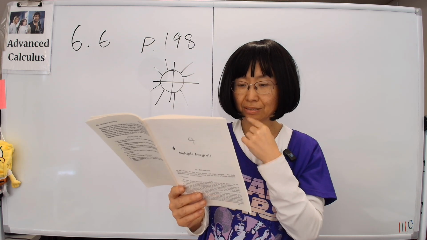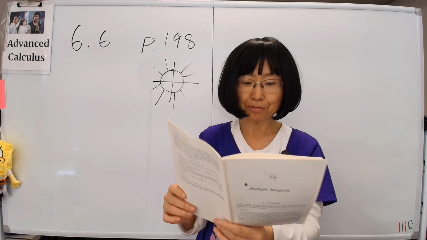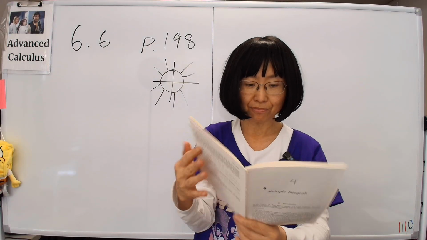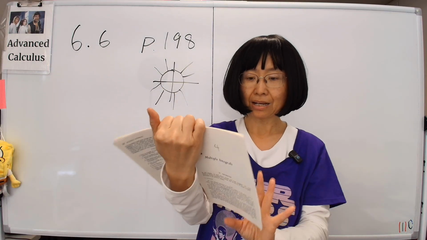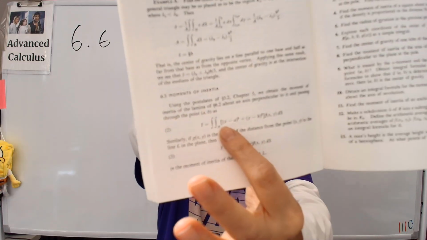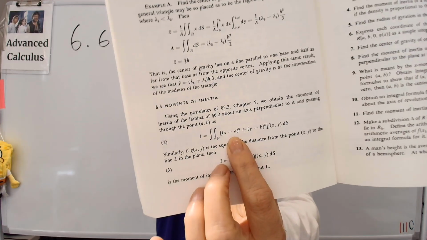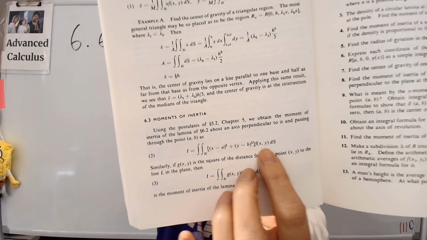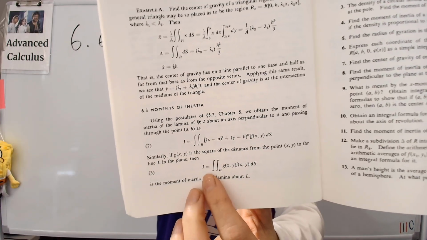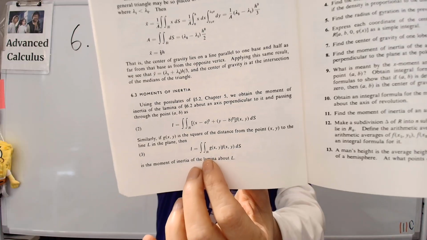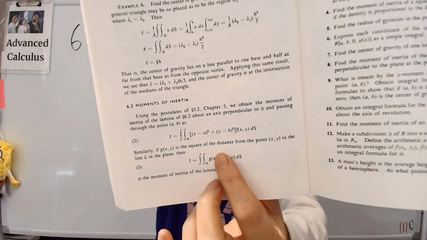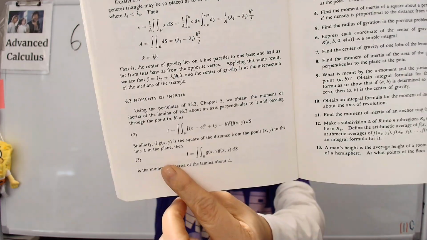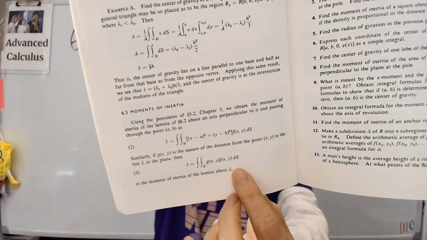The moment of inertia is the same idea. Moment of inertia is the distance times the function. That is, see here, you have x squared and y squared. In other words, r squared, times f(x,y) dx. So g is the square of the distance from the point (x,y) to the line in the plane, and so on. So the I is defined this way, okay?